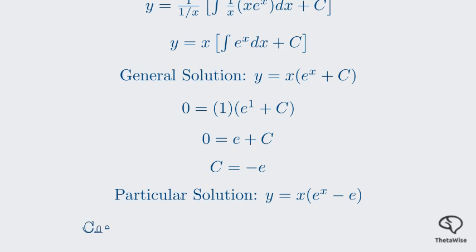Let's do a quick check. If we plug in x equals 1, we get y equals 1 times e to the 1 minus e, which is e minus e, or 0. This matches our initial condition, so we can be confident in our answer.